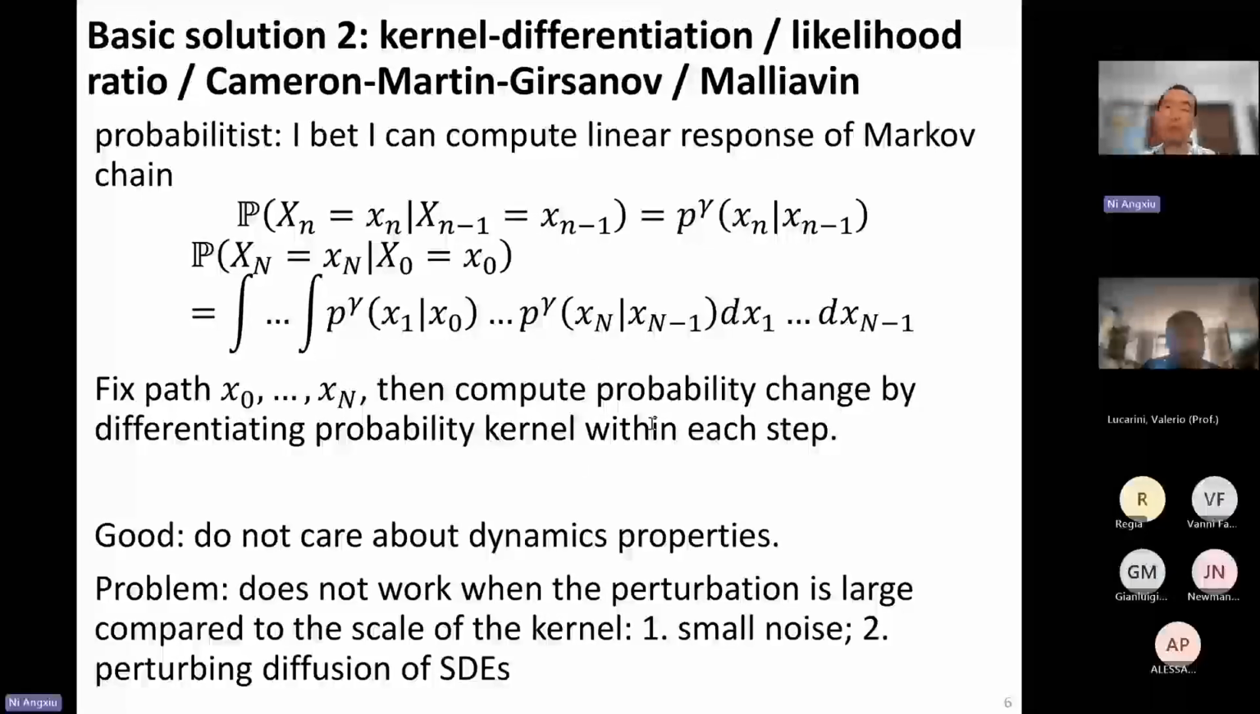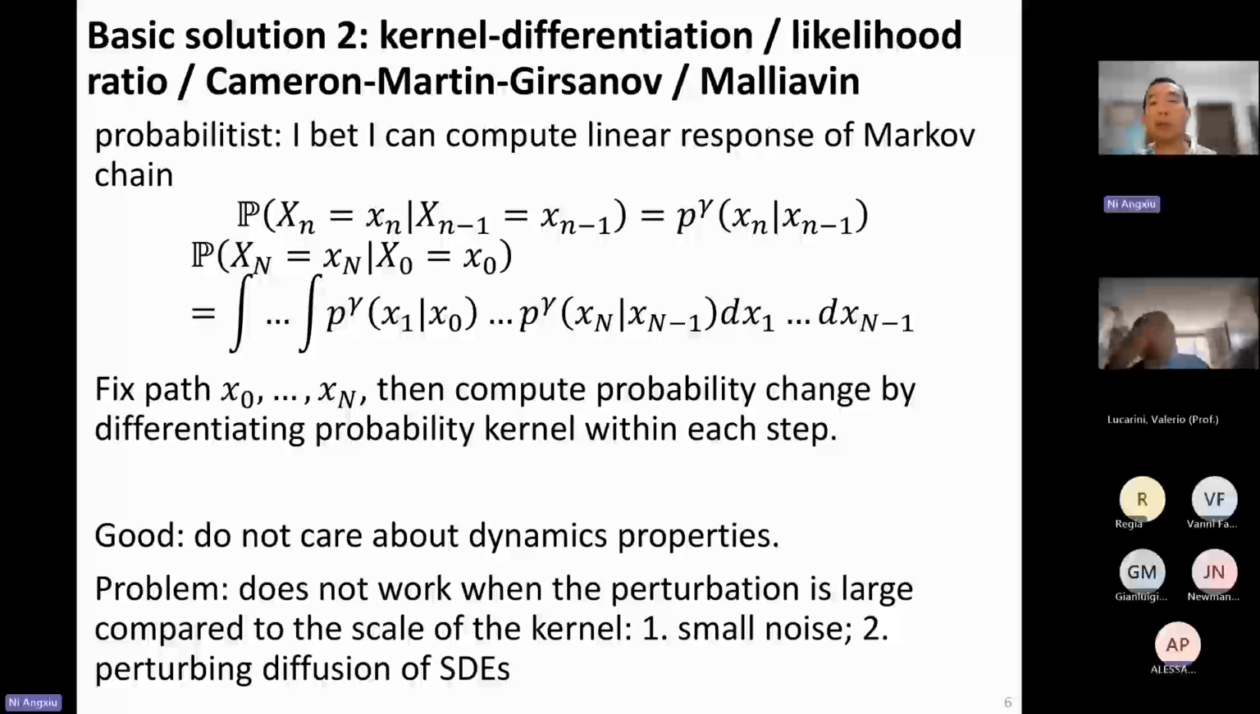I'm not going into the detail. This is a very vague, big-picture idea. Okay, so this method is good when the dynamics has bad properties. In fact, it does not even care about dynamical properties. The system can be highly non-hyperbolic, if you know what that means, because the derivative, instead of hitting the dynamics, now hits the probability kernel, which is refreshed at each time step. So it does not really care about your dynamics properties. It can be as bad as you can imagine.